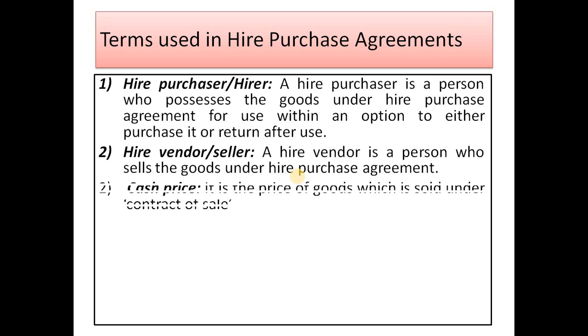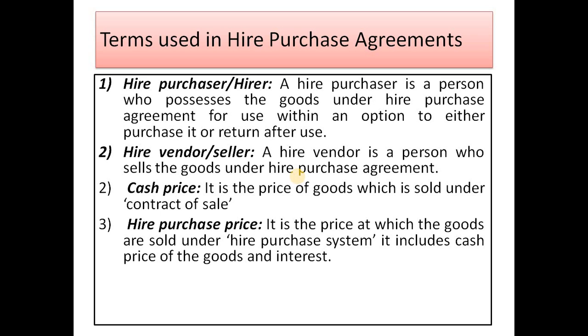These are the terms used in hire purchase. The first term is hire purchaser or hirer. A hire purchaser is a person who possesses the goods under purchase agreement for use with an option to either purchase it or return after use. Mostly, I will say 99% chances are there that the hirer is going to buy the asset, or he has the intention to buy the asset in future. So hire purchaser or the hirer is the person who takes the asset in his possession and he has the intention to buy the asset, but he has the option also here that he can return the asset after use.